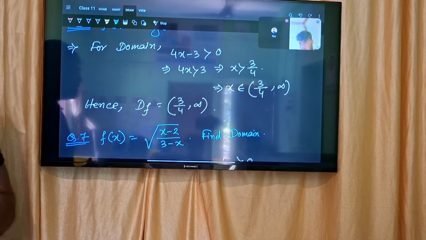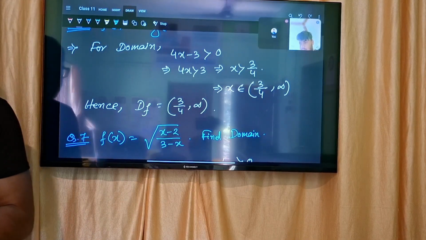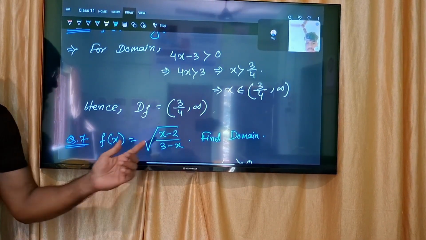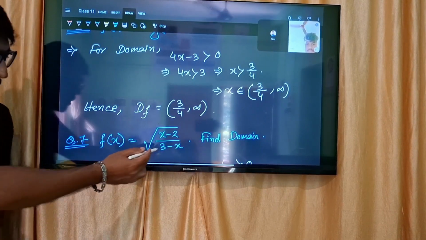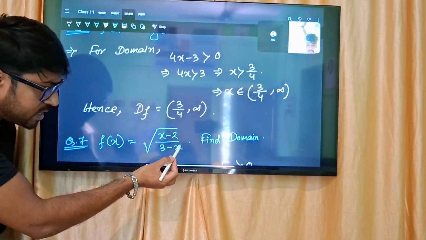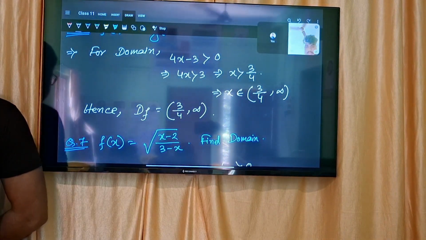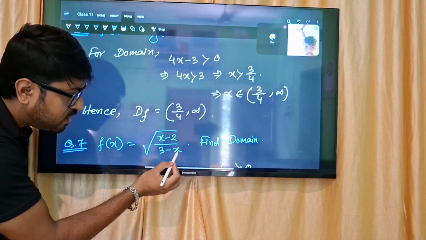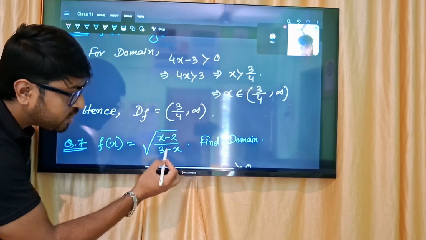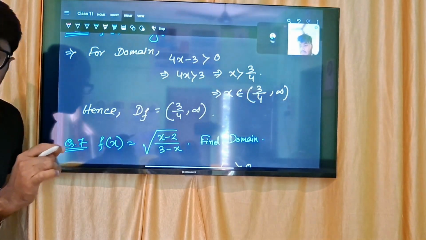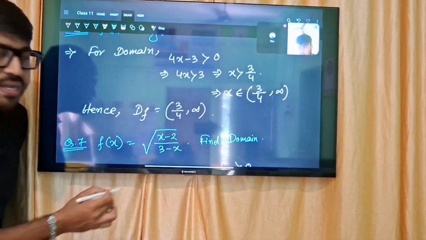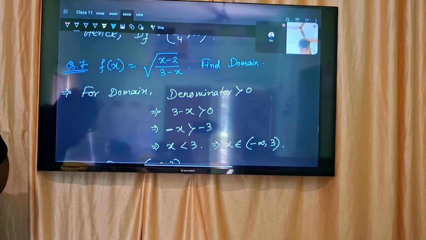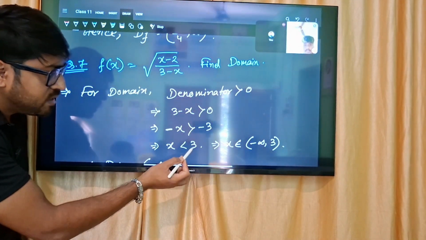Then question number 7. Come to 7 and let me know how will you find the domain over here? Saptak, you tell. First look, then write. Denominator 3 minus x. Only greater than 0, because the denominator cannot be 0, and as it is under a root it cannot be less than 0 also. So that means it should be directly positive. That means 3 minus x should be greater than 0 only. From there you will find x. x will be less than 3.